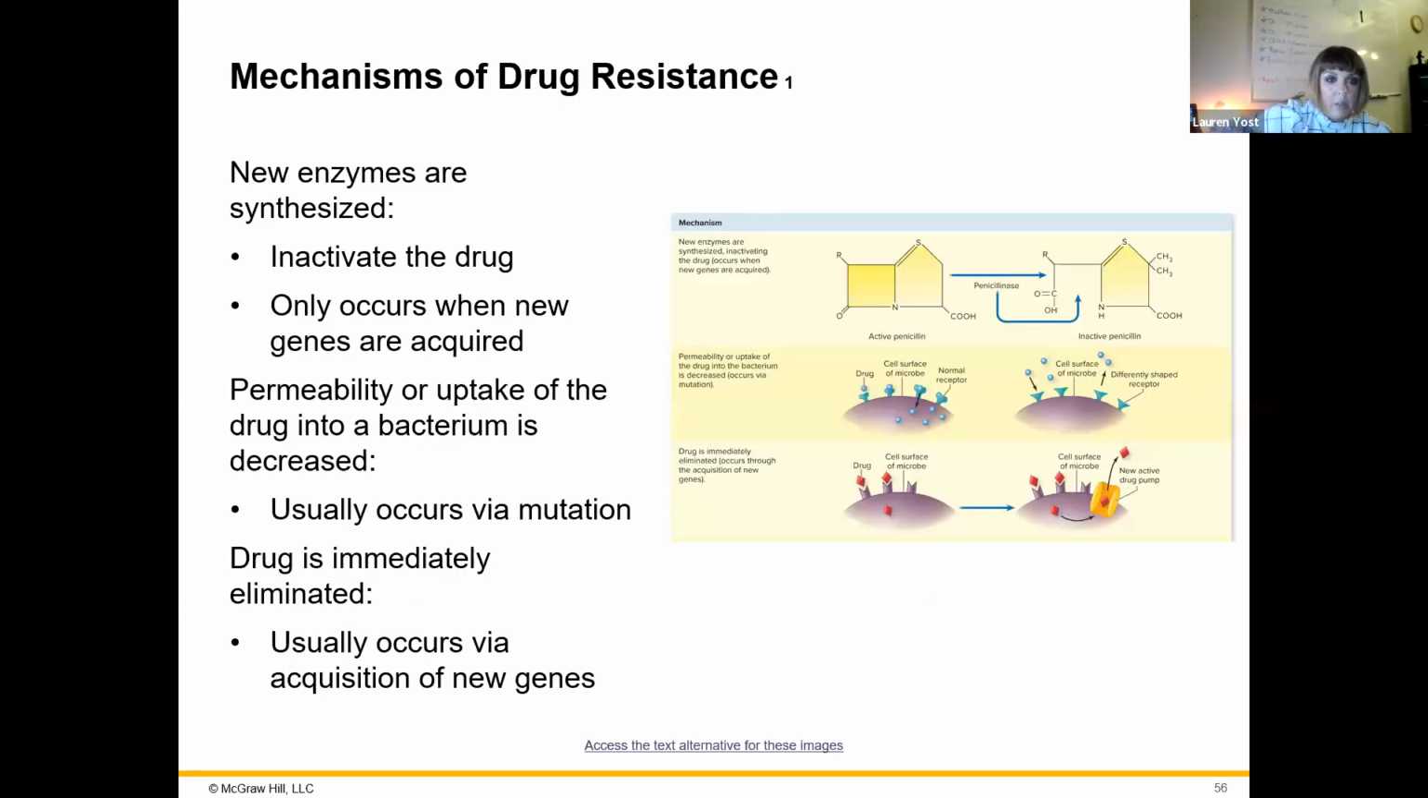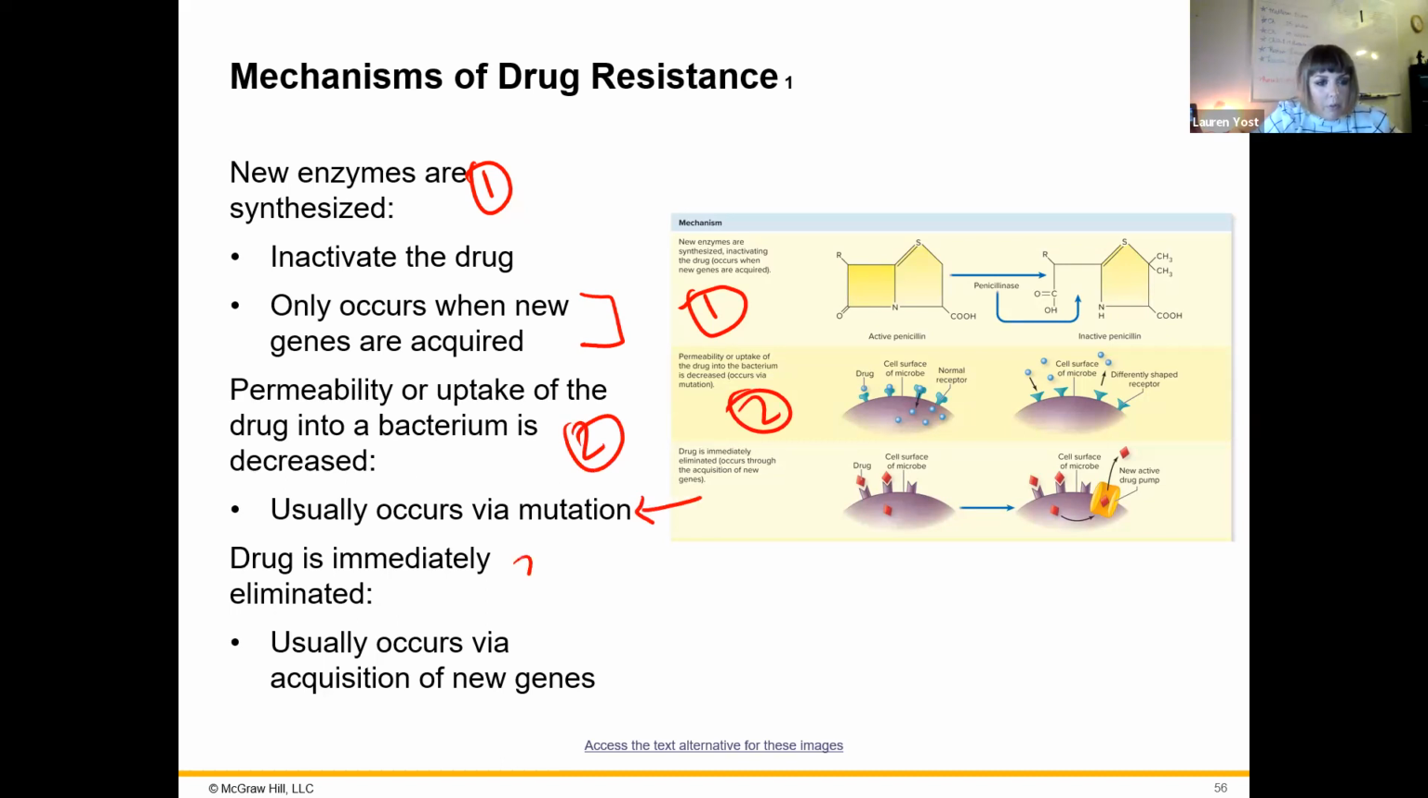All right, so mechanisms of drug resistance. We have 5 different ways that we can deal with this. So the first one, new enzymes can be synthesized that can break down the drug. This one, it says to us, will only happen whenever new genes are acquired somehow. We also have permeability or uptake of the drug into the bacterium being decreased. Basically, this means that they are changing the locks and the drug no longer has the key that works. So the drug can't get in. So that's this one here. They say that one usually occurs via a mutation.